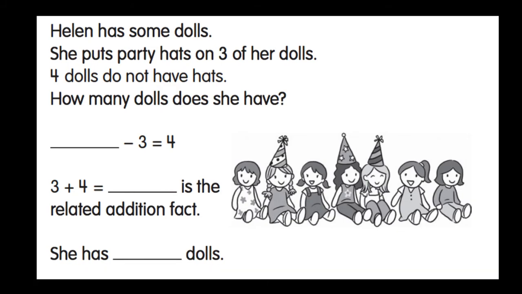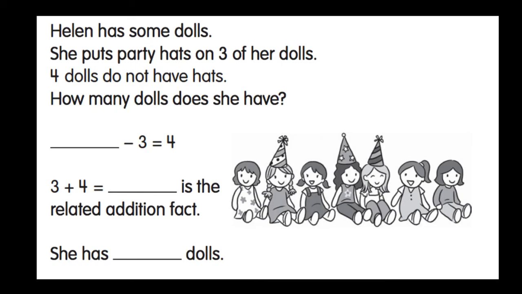Helen has some dolls. You can see them there. She puts party hats on 3 of her dolls. You can see the ones that have the party hats. 4 dolls do not have hats. How many dolls does she have? So we need to figure out how many in total.